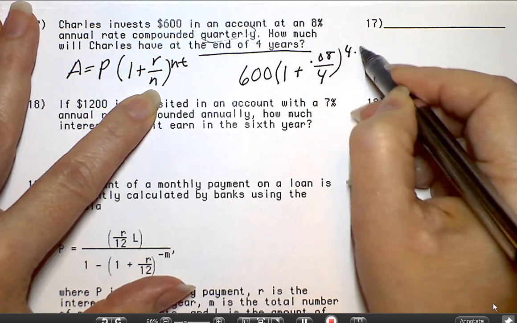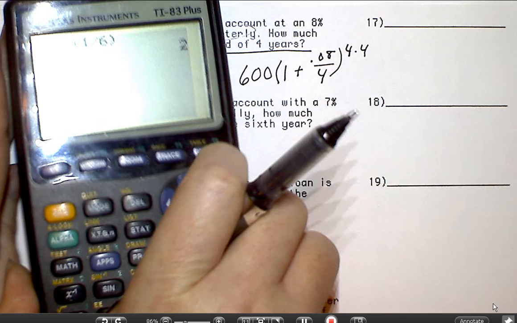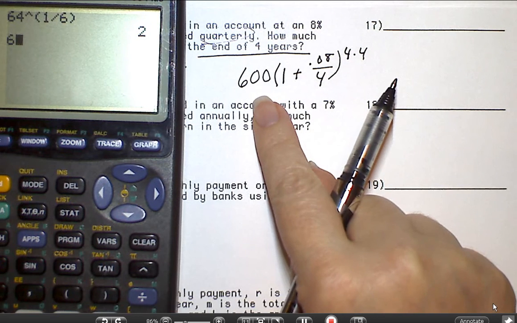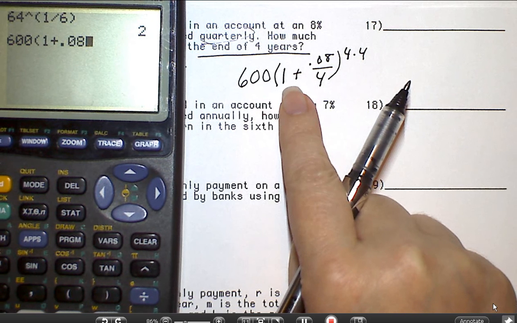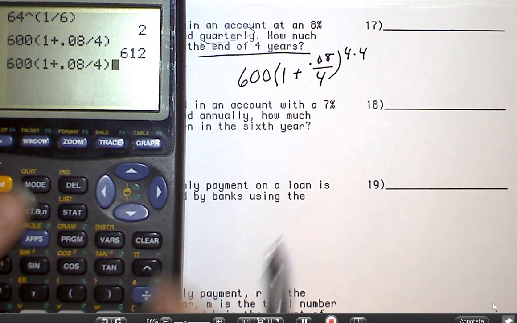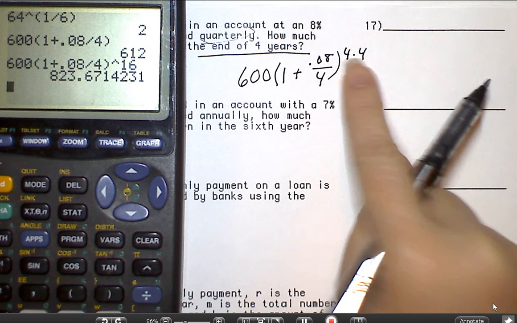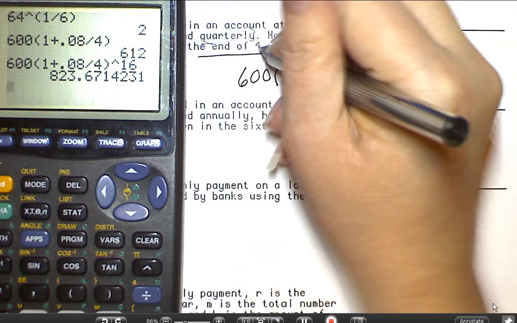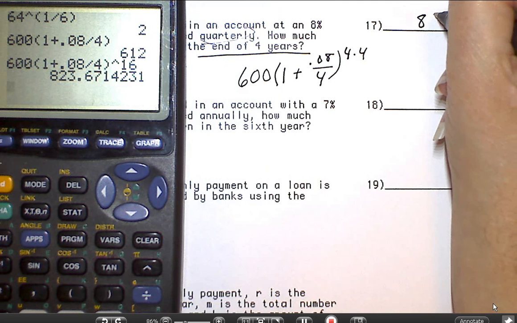So when you stick this into your calculator, make sure you go 600 and then parentheses 1 plus 0.08 divided by 4. Oops, and then raise that to the 16. I just do that right in my head. So at the end of the year, this formula tells you how much you have. At the end of that year, you have 823.67.